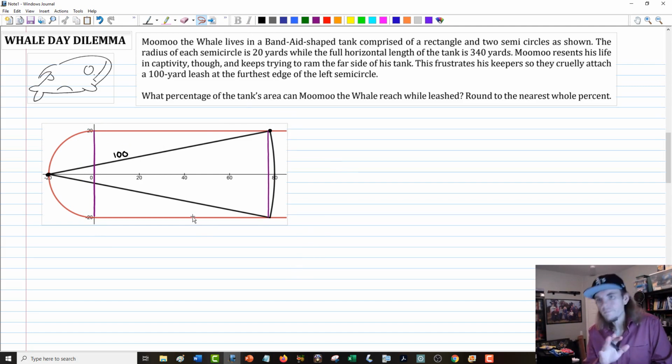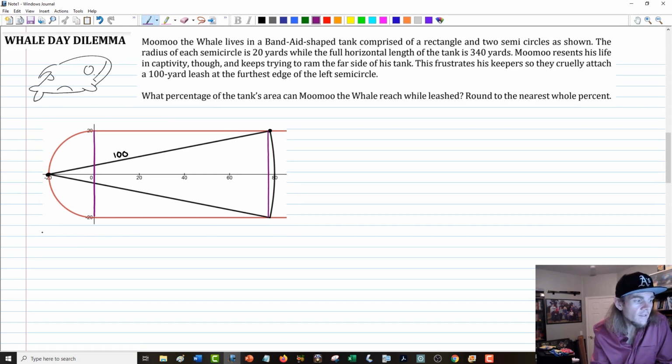After we do all that, then we will deal with the segment itself, the segment of the circle, or the segment in this picture. So now that we have that, let's label a couple other things, because a few of these pieces are given to us. So the first thing is they did tell us that the radius of the semicircle was 20 yards. So that means that this length is going to be 20, again in yards.